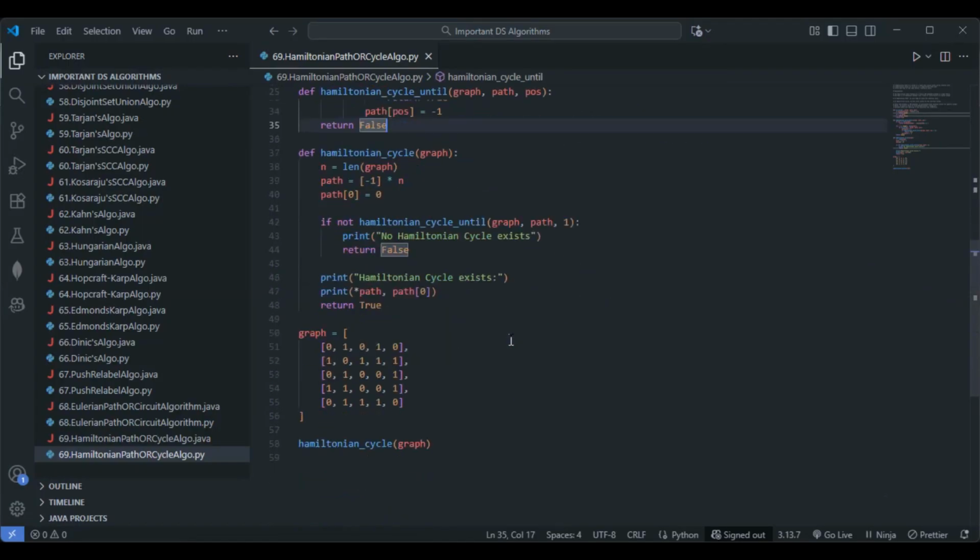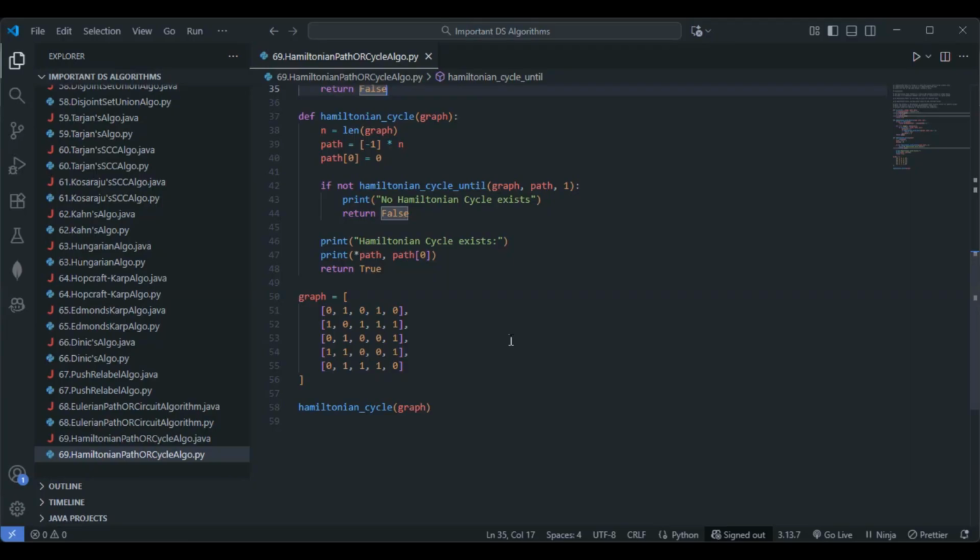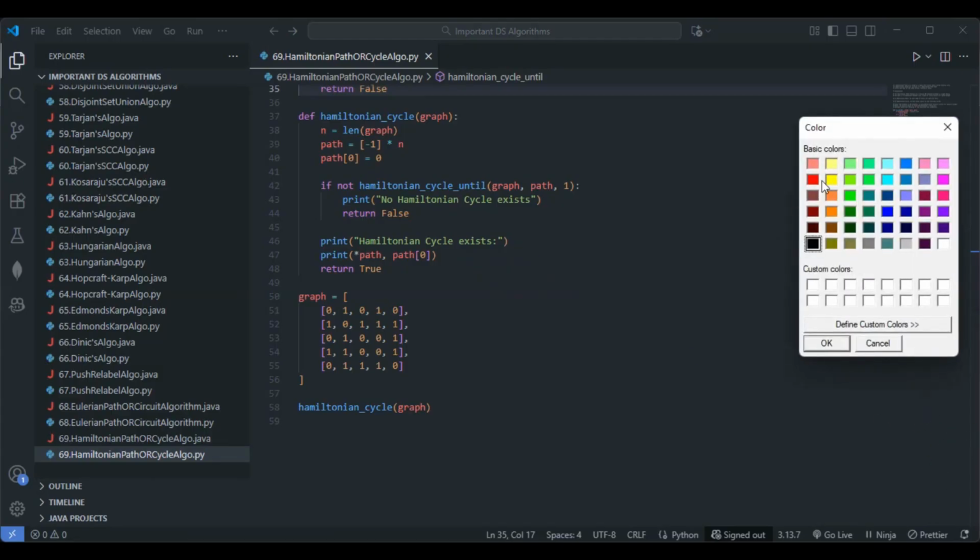Let's run the code. So before running the code that we have written, what is the output that we need to get here basically? So let's discuss the output first. Let me run the code. Just give me a second here.